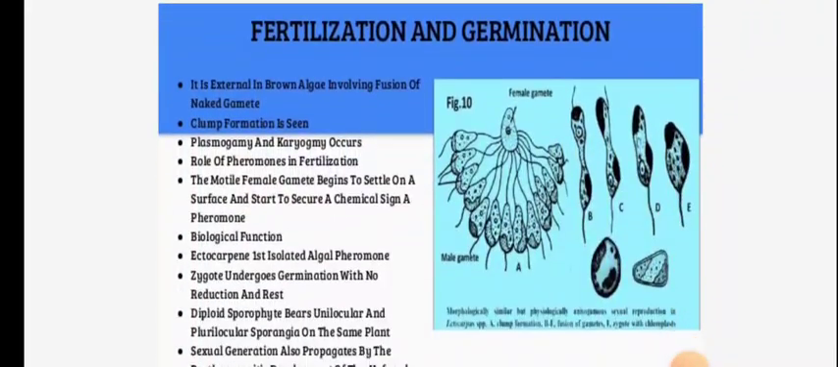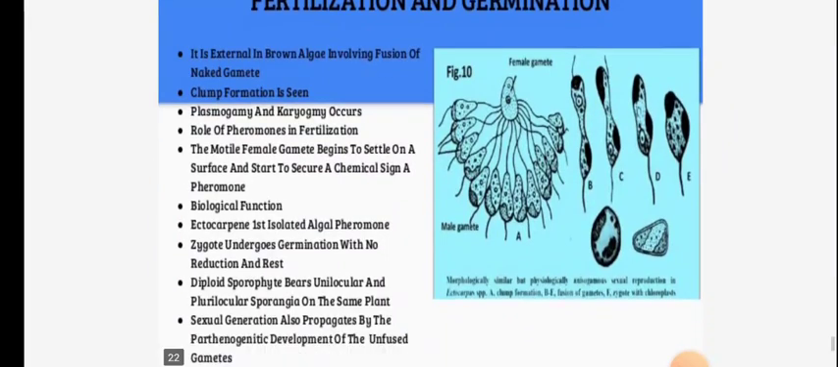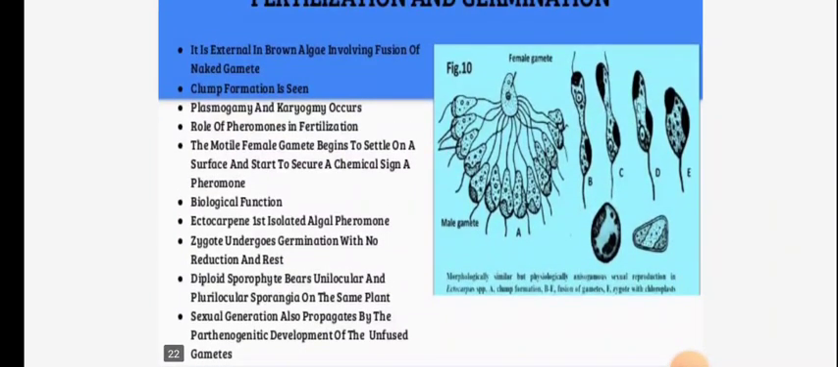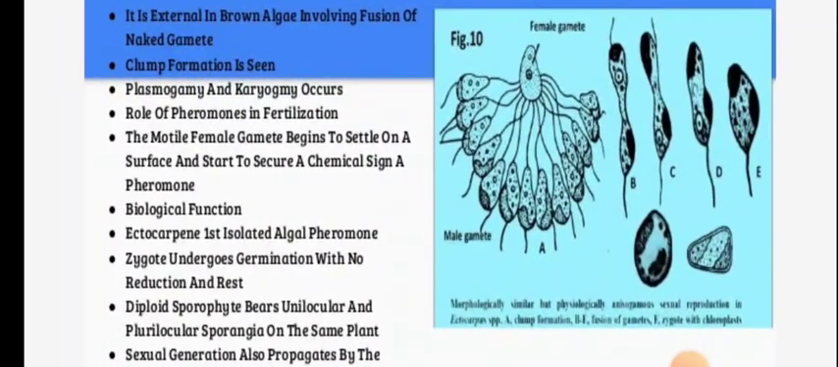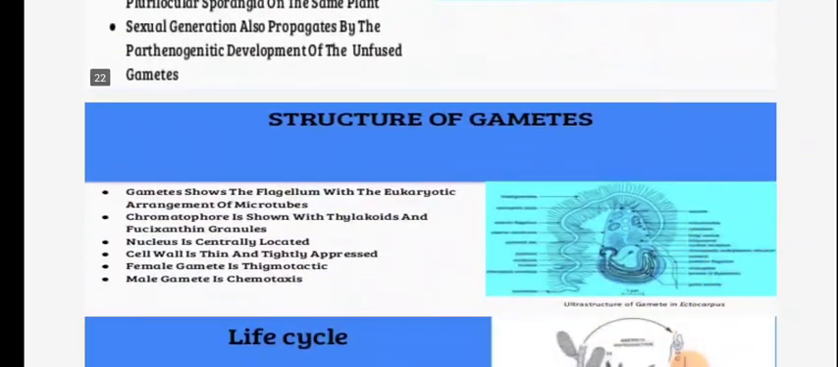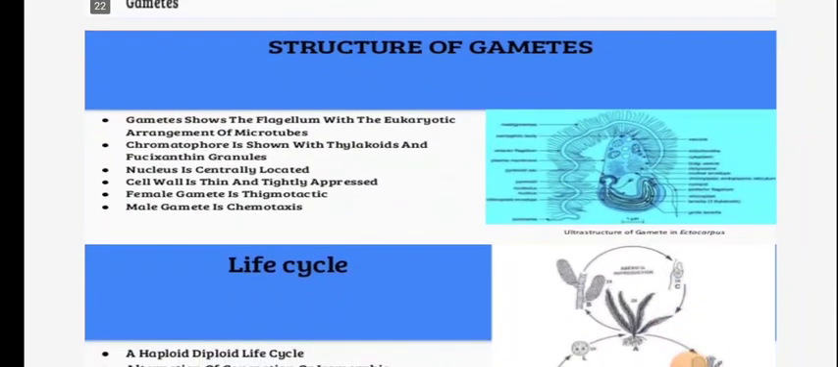Then next, after the gametangia, fertilization. It is commonly called plasmogamy and karyogamy. Here you are observing the diagrams A, B, C, D, E, right? So remember this properly for Ectocarpus.